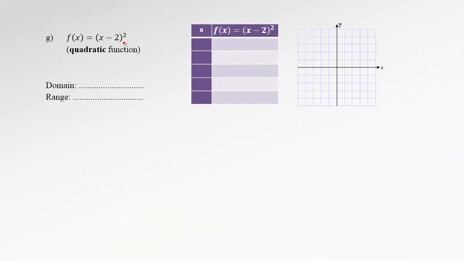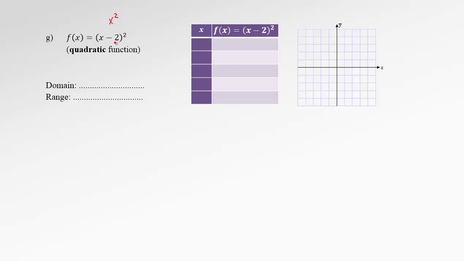Next, another quadratic function, but it's a different modification of our regular x squared. This time, instead of x, we have x minus 2. So we're changing the input somehow. Let's see how the graph of this function may look like. Again, we need to fill up the table of values. Let's pick some numbers for x.